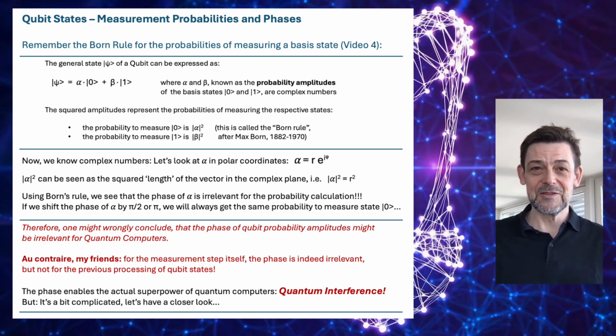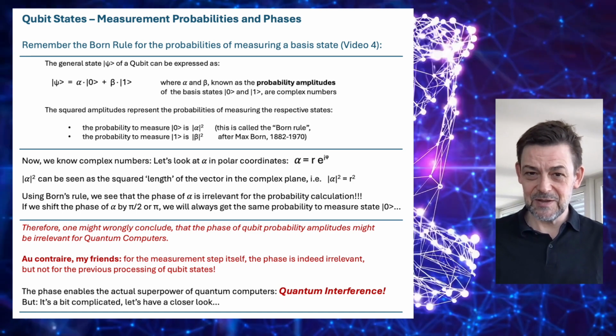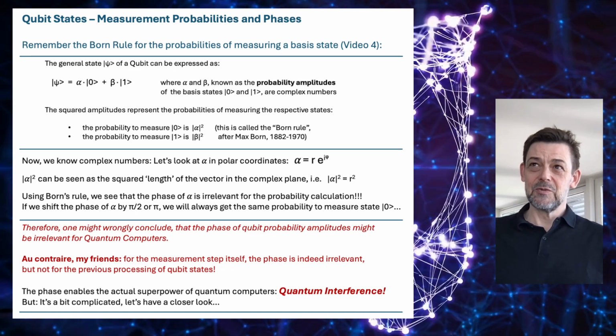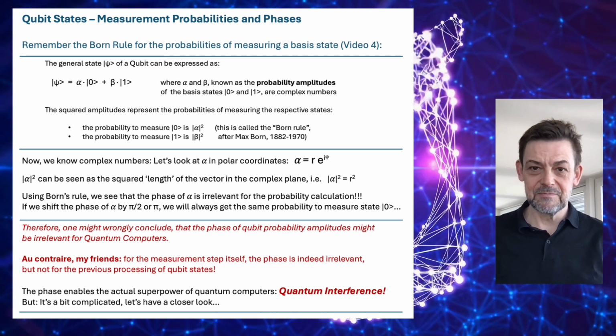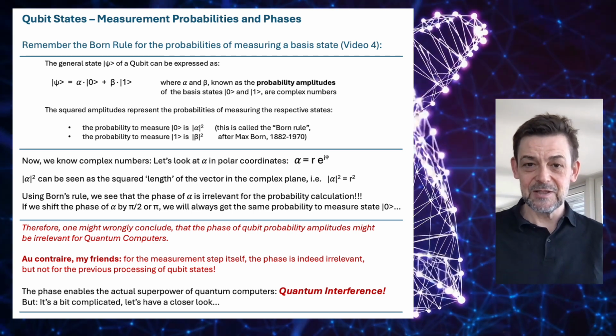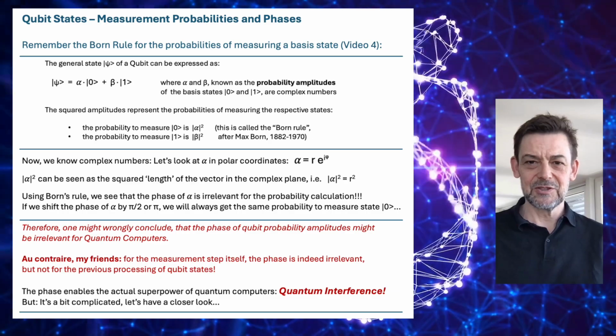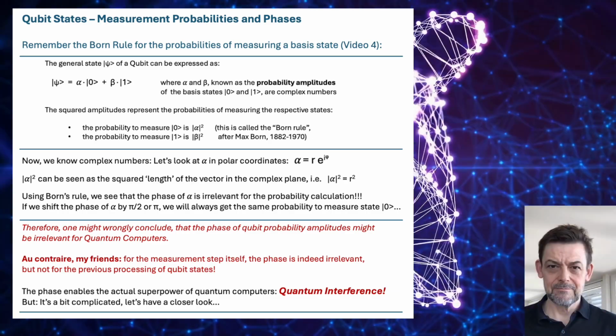If you think the phase is generally irrelevant, I must disagree. It may not matter for the measurement, but it is crucial for the prior calculations. As we will see on the next slide, phases are necessary for quantum interference.